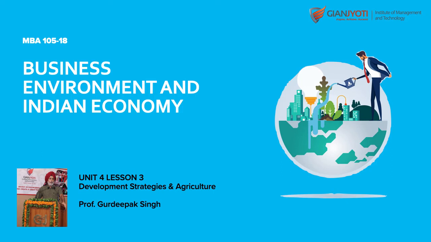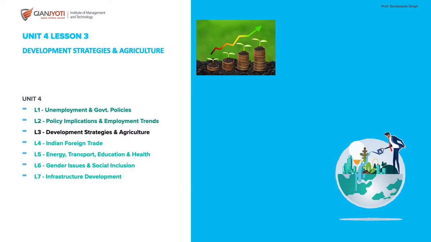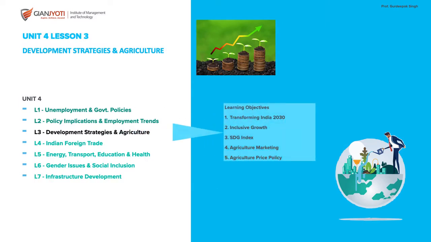This particular lesson is on development strategies and agriculture. The learning outcomes for this lesson would be Transforming India 2030. So, we'll be looking at what India has decided in terms of the development. Second, we'll talk about inclusive growth as part of Transforming India. Then, we'll talk about the SDG index, that is the Sustainable Development Goal Index. And then we'll switch over to agriculture and more specifically, we'll discuss two things. One is agriculture marketing and agriculture price policy.